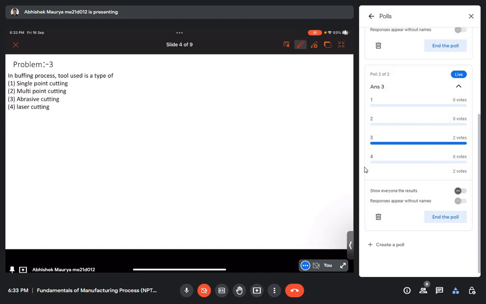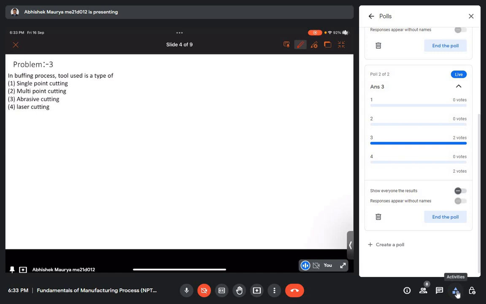Third number, sir. Second number, melting point cutting through. Anyway, you are close to it, but it's not the correct answer. Sir, abrasive cutting material. Yes, abrasive. Actually, in buffing we are using some cloth type of material, some rotating. Yes. I will explain here. So after that, if you still find any difficulty, then you can ask me.